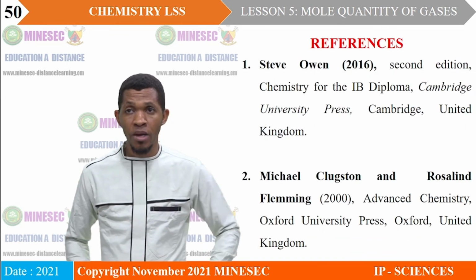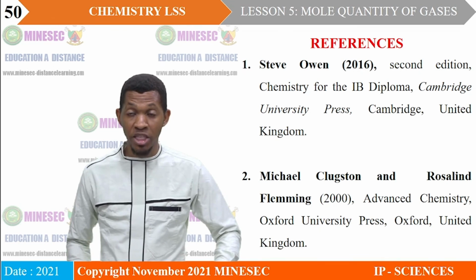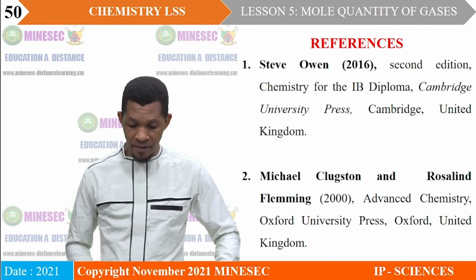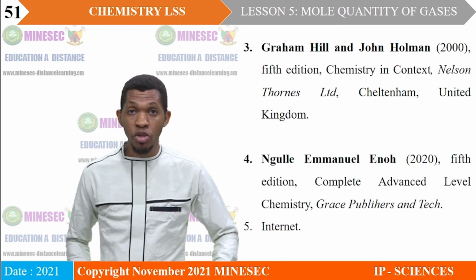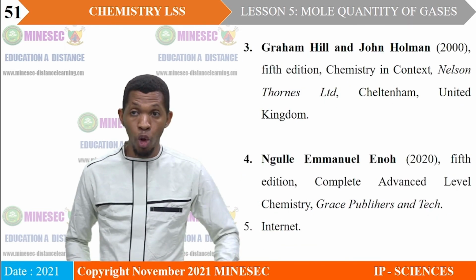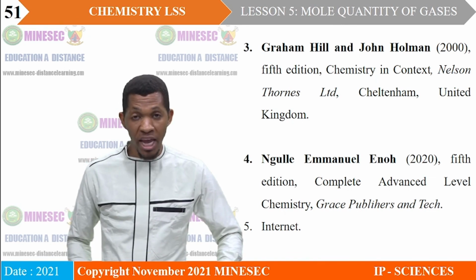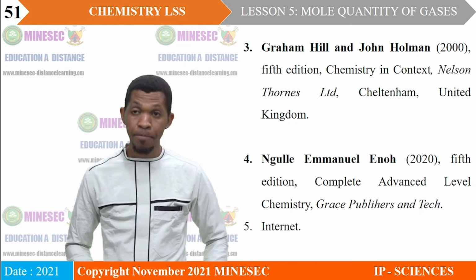References. Chemistry for the IB Diploma by Steve Owen. Advanced Chemistry by Michael Clugston and Rosalind Fleming. Chemistry in Context by Graham Hill and John Holman. Complete Advanced Level Chemistry by Gule Emmanuel Eno and the Internet.